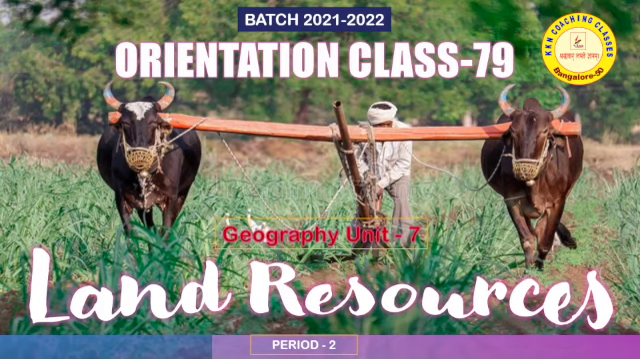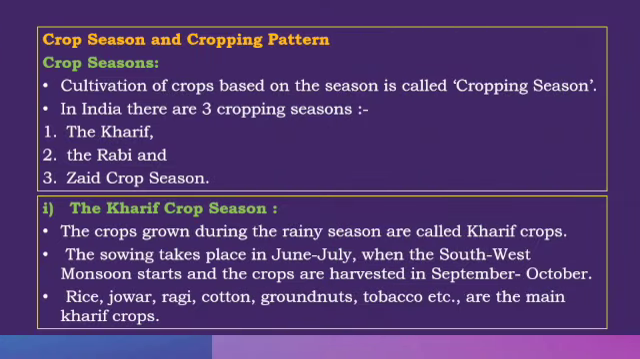Let us continue the lesson today. Crop season and cropping pattern. What is meant by crop season? Cultivation of crops based on the season is called crop season. In India, there are three cropping seasons. Number one, Kharif season. Second one, Rabi. And the third one, Zaid crop season. So these are the three cropping seasons in India, and different varieties of crops are grown in different parts of the country during these three cropping seasons.